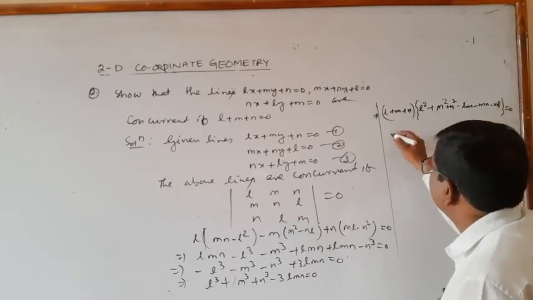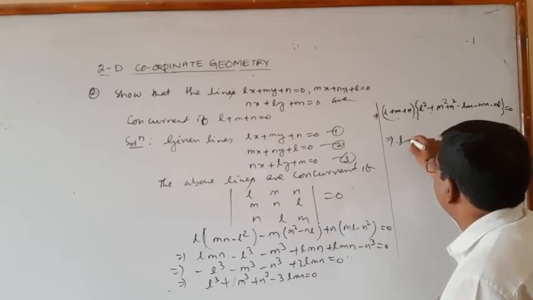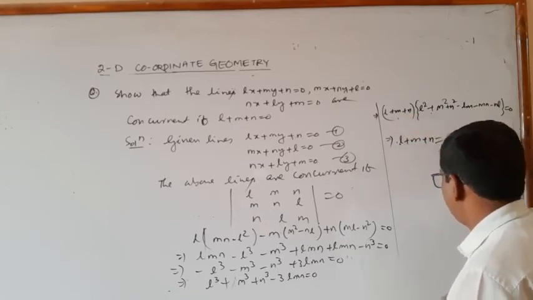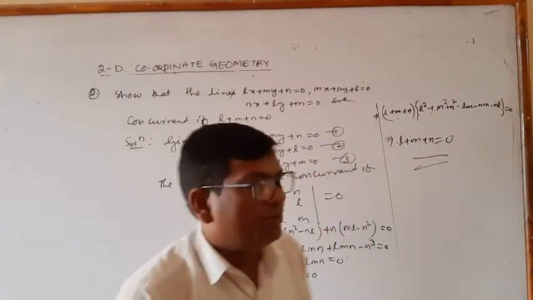So that implies this is equal to 0. So this cannot be 0. That implies L plus M plus N is equal to 0. Hence proved. This is the concept of the concurrence of lines.